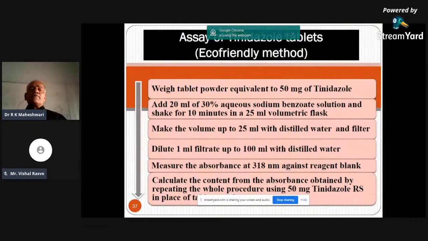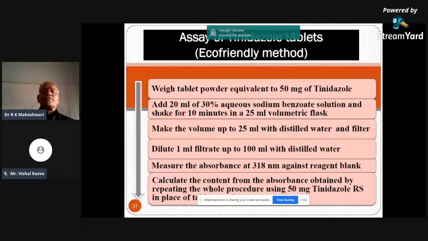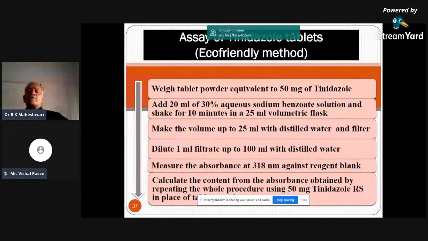Now you see, we can replace this methanol by hydrotropic solution. So weigh tablet powder equivalent to 50 milligram of tinidazole, add 20 ml of 30% aqueous sodium benzoate solution and shake for 10 minutes in a 25 ml volumetric flask. So what you have to do is take tablet powder containing 50 milligram tinidazole and shake for 10 minutes with 20 ml of 30% weight by volume aqueous solution of sodium benzoate, which is the hydrotropic solution.